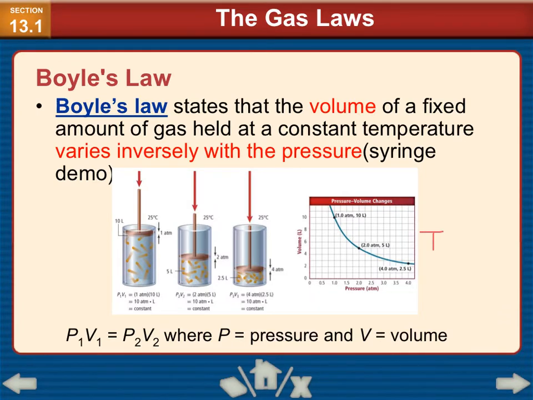In this slide, we are looking at Boyle's law. Boyle's law states that the volume of a fixed amount of gas held at constant temperature varies inversely with the pressure. In other words, as the pressure goes up, the volume goes down. Important thing to note here, that the temperature is constant and that the temperature is in Kelvin. Again, this is Boyle's law.